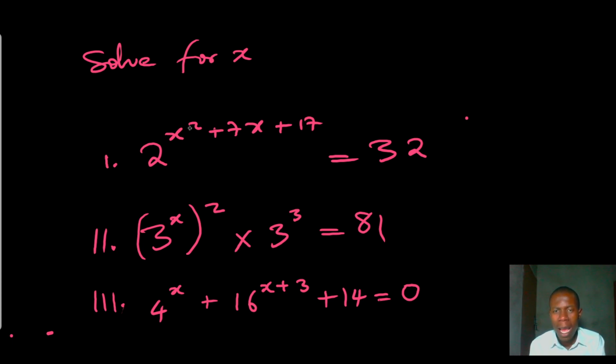2 raised to the power x squared plus 7x plus 17 equals 32. 3x, everything raised to the power 2, times 3 to the power 3 equals 81. 4 to the power x plus 16x 3 plus 14 equals 0.